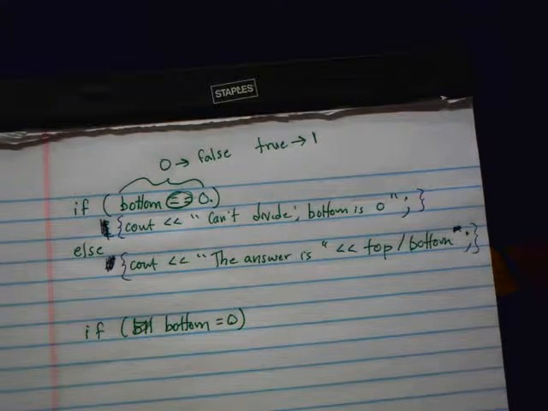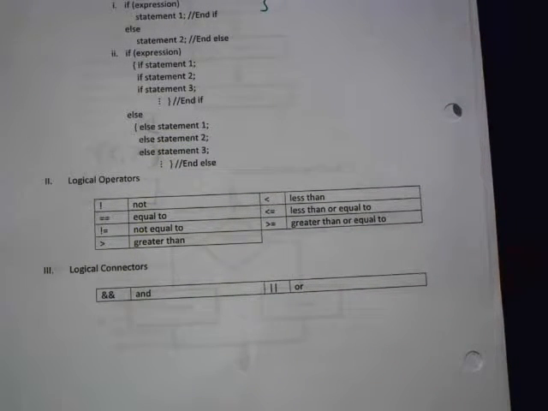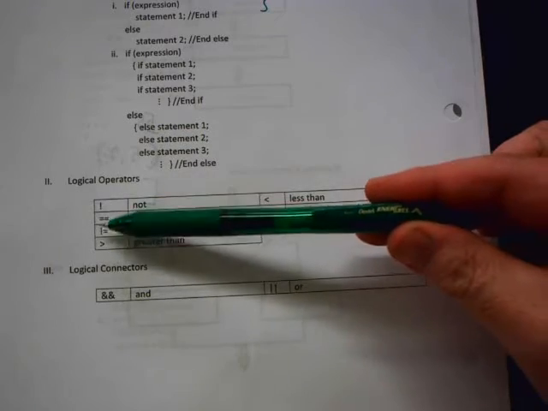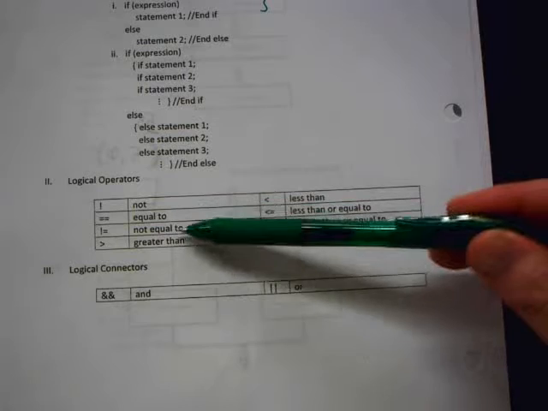All right, so somebody asked, how do I get other symbols? If I want equal to, I use 2 equal signs. If I want not equal to, I put an exclamation mark in front of an equal sign. So exclamation equals is not equal to.